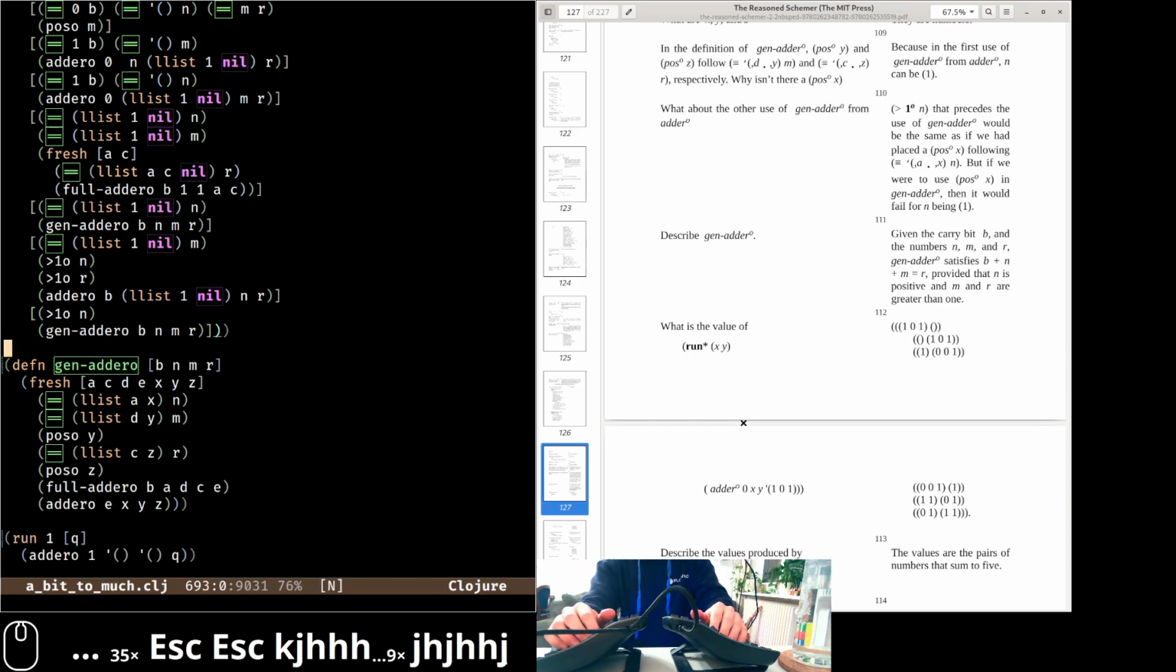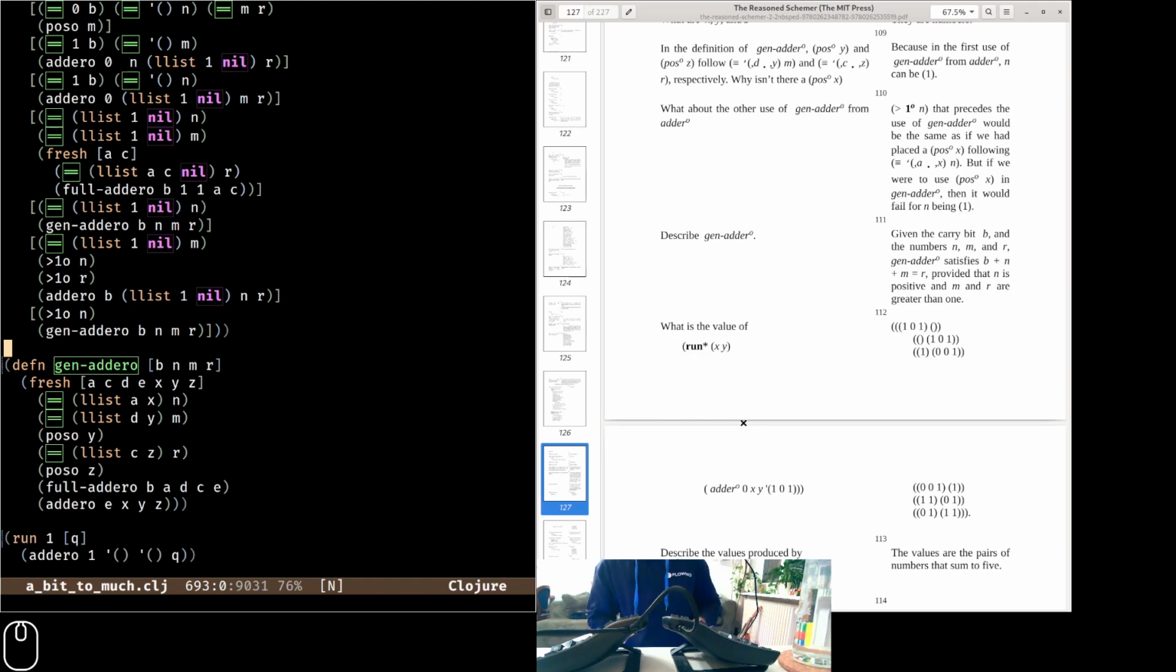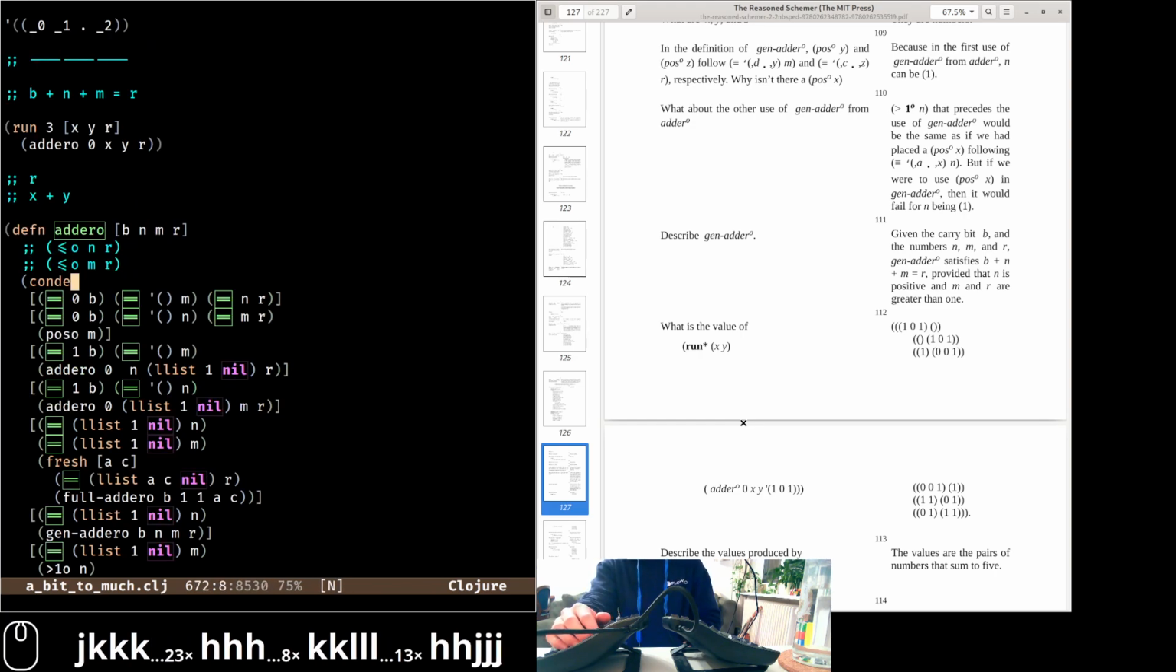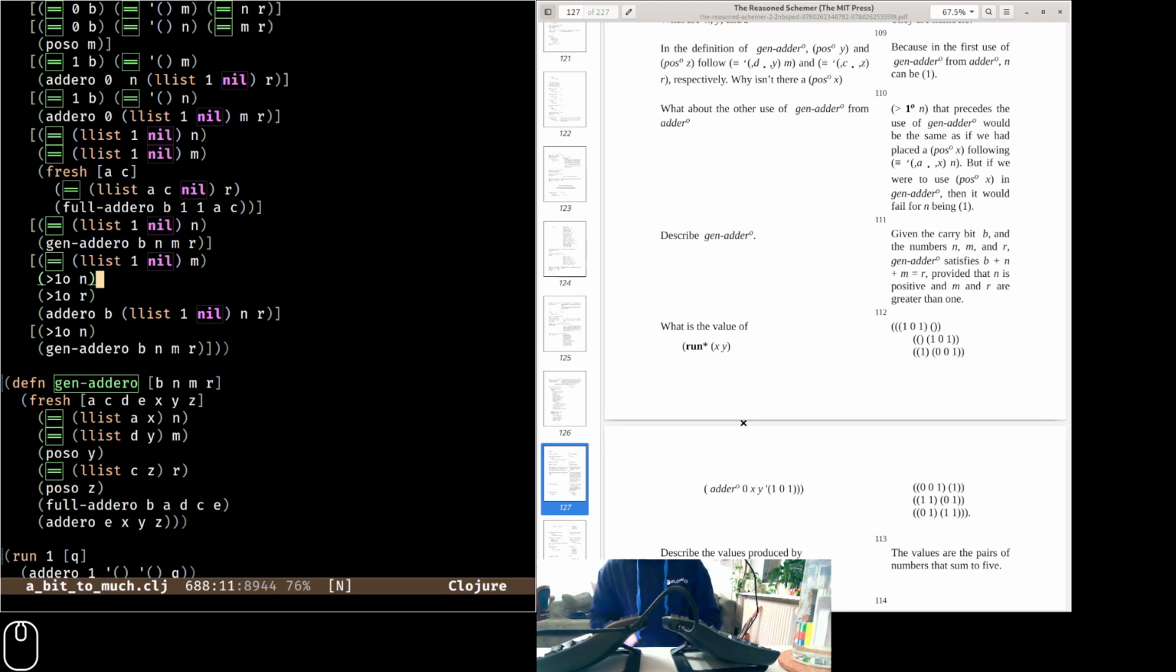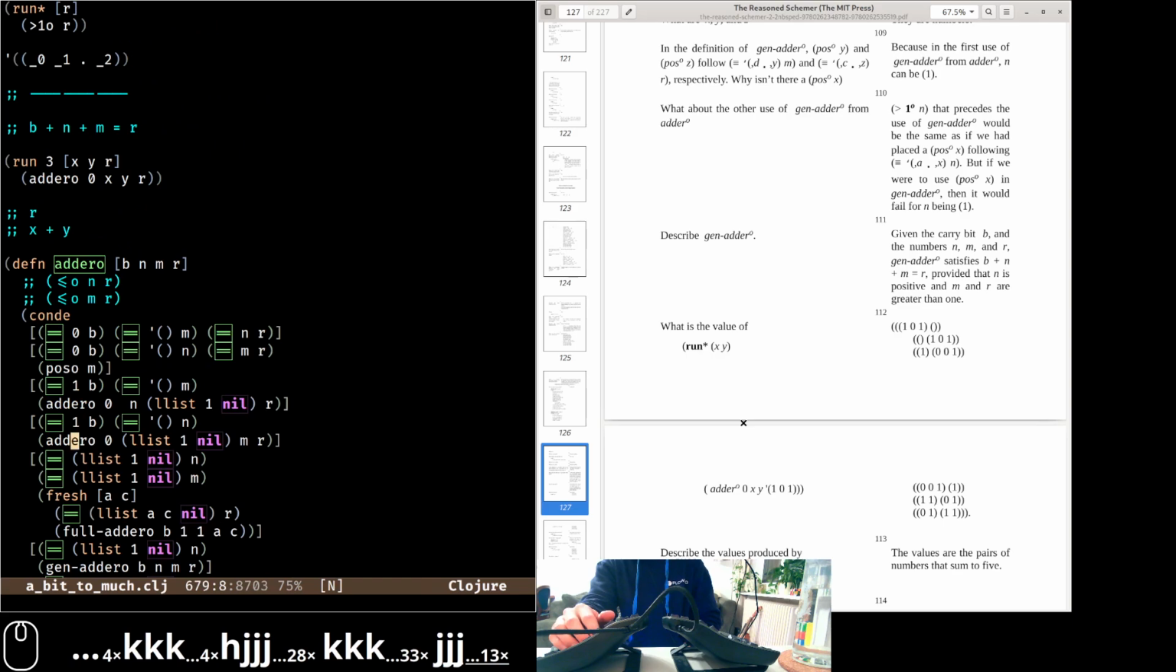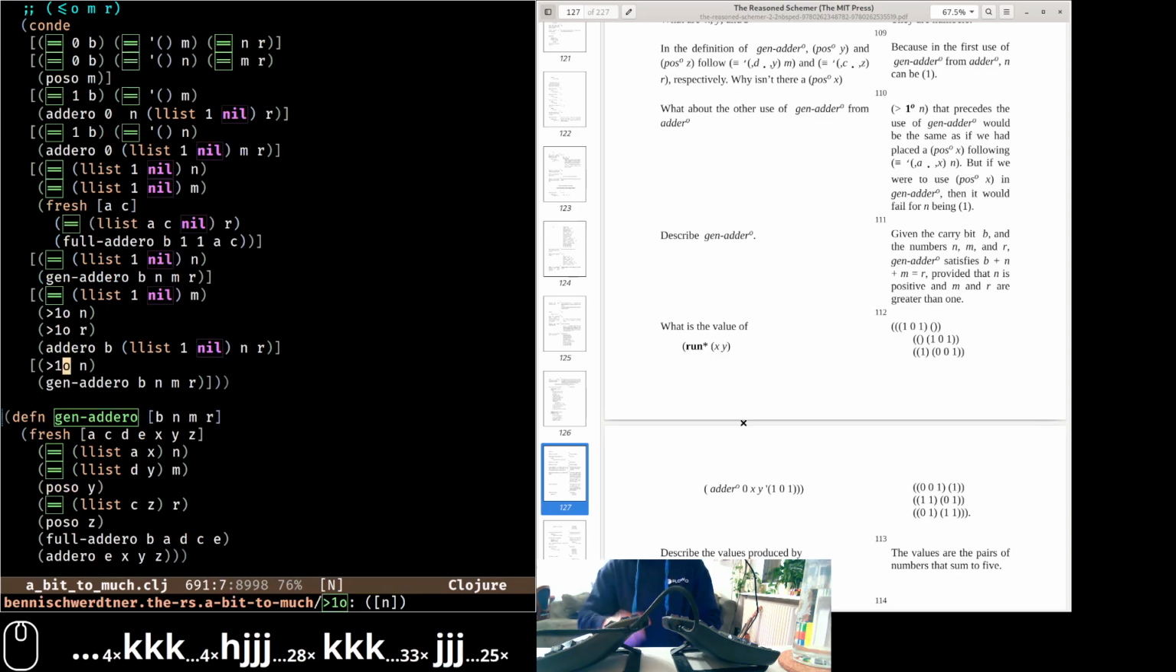Okay, so gen addero. That says that b is a bit, n is a number, m is a number, and r is the outcome. So b plus n plus m is equal to r. This is what it's doing, yes. And how is this different from addero? It's actually not different, it's the same. But gen addero is implemented in terms of addero, and addero is implemented in terms of gen addero. It's a little bit like a meta-recursive adder, I guess.